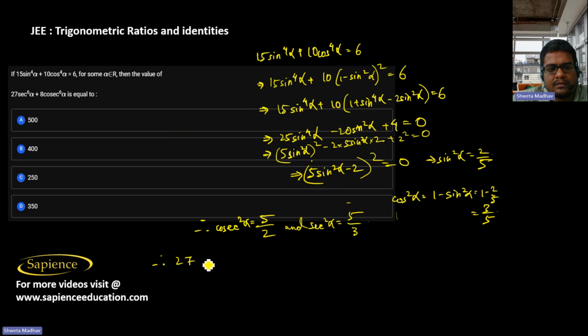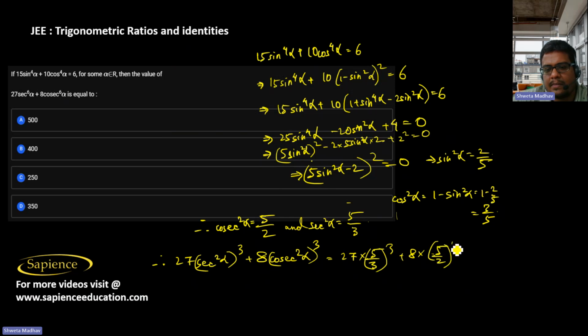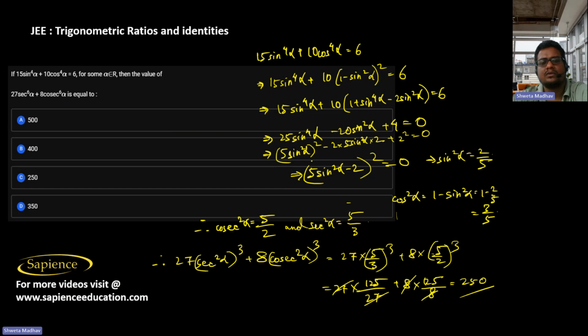So now 27 sec power 6 alpha is sec square alpha whole cube, plus 8 cosec power 6 alpha, which I can write as cosec square alpha whole power 3. So this will be 27 into 5 by 3 whole cube plus 8 into 5 by 2 whole cube. So this will be 27 into 125 by 27, plus 8 into 125 by 8. So 8 will cancel, 27 will cancel. So it will be 125 plus 125, that is 250. So 250 is the answer. So option C is the correct answer.